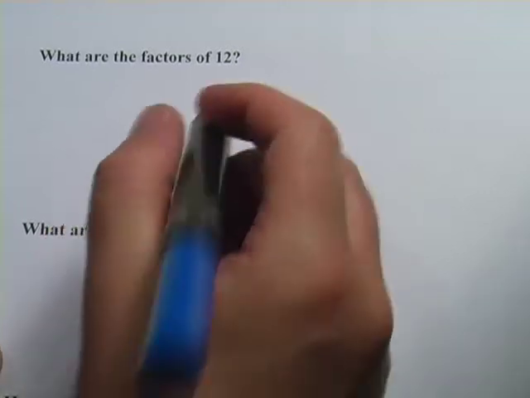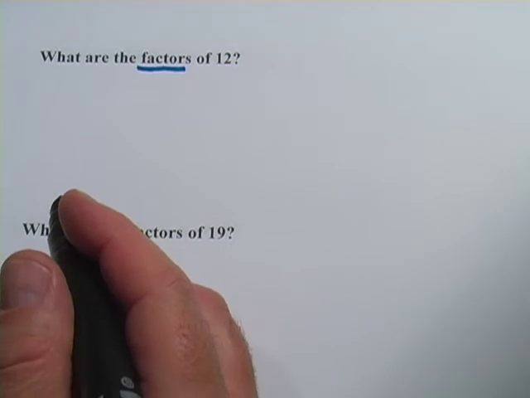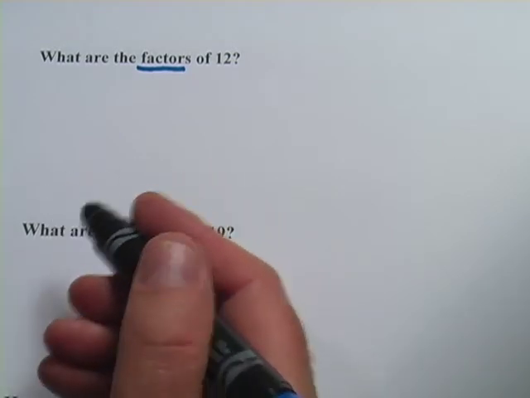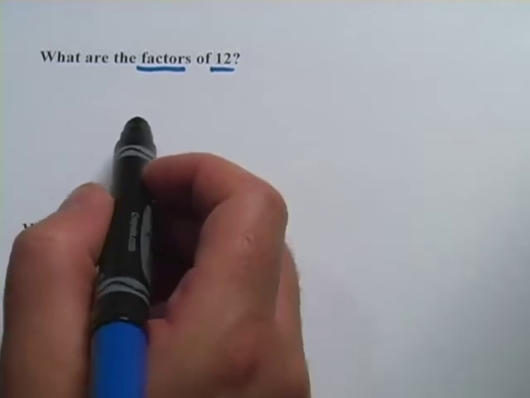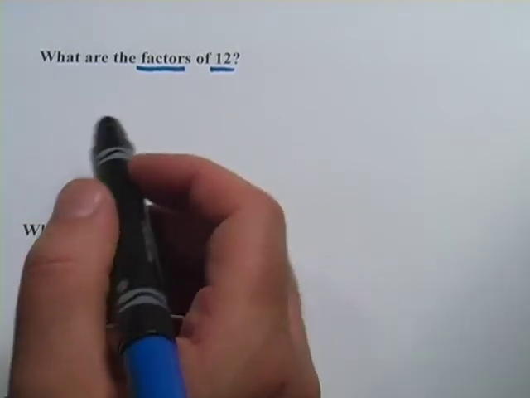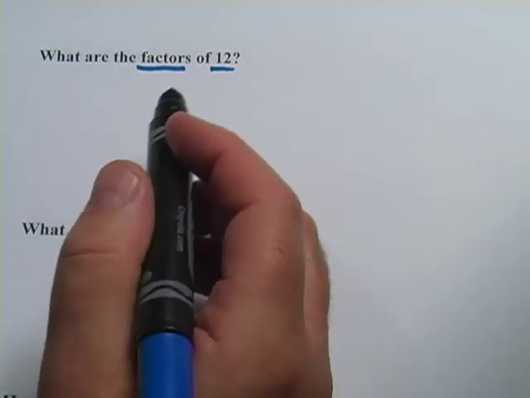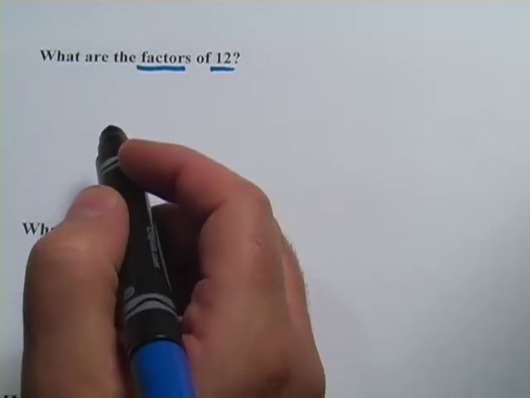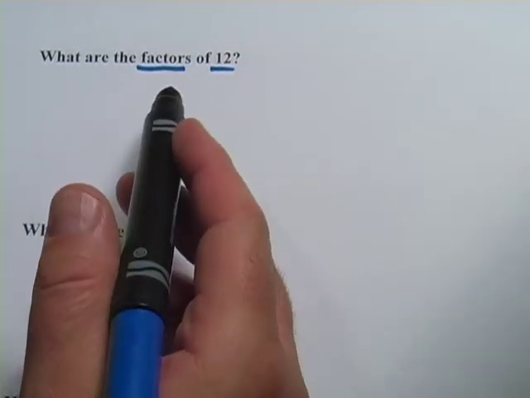These problems are about factors, and if you haven't run into those before, factors are all the numbers that you can multiply together to get a particular other number. In this first one, they want us to list the factors of 12. So what are all the possible things you can multiply to get 12? And we're just talking whole numbers here, because if we did fractions or decimals, we'd be going forever. So what are all the whole numbers we can multiply to get 12?